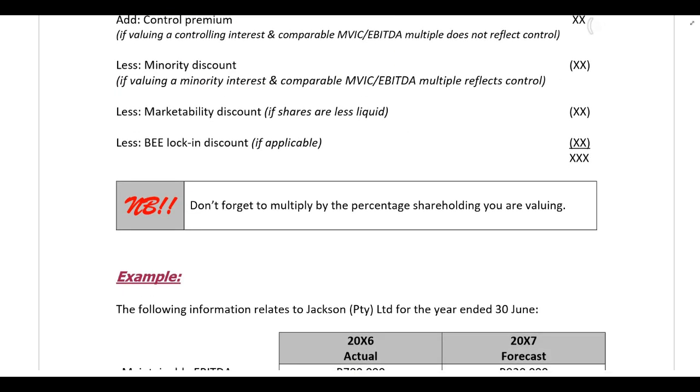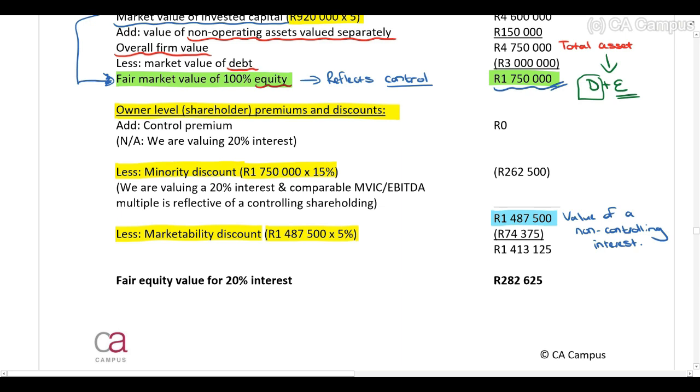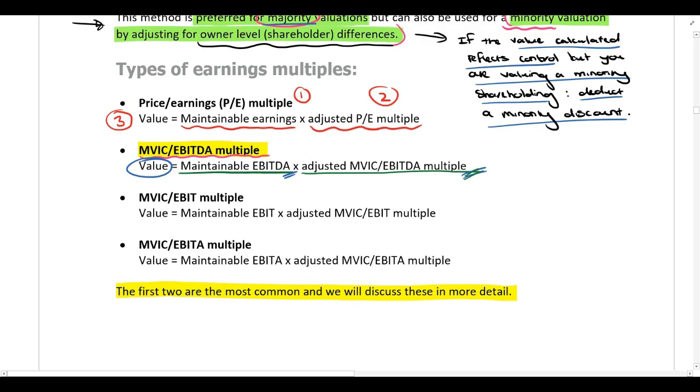And lastly, guys, you just need to multiply by the percentage shareholding that you are valuing. So in this question, we are valuing a 20% interest. So I just need to multiply my final answer by 20%. Then please note, just to wrap this up, I said to you, if you go back in your lecture notes, there are 4 different types of earnings multiples that can be used in order to perform a valuation.